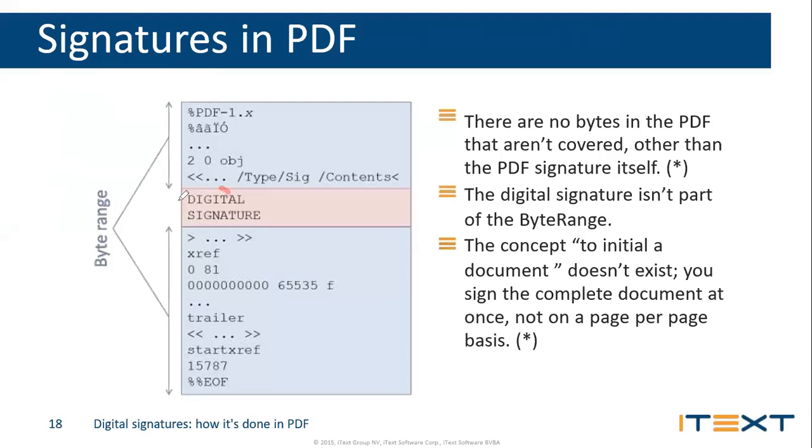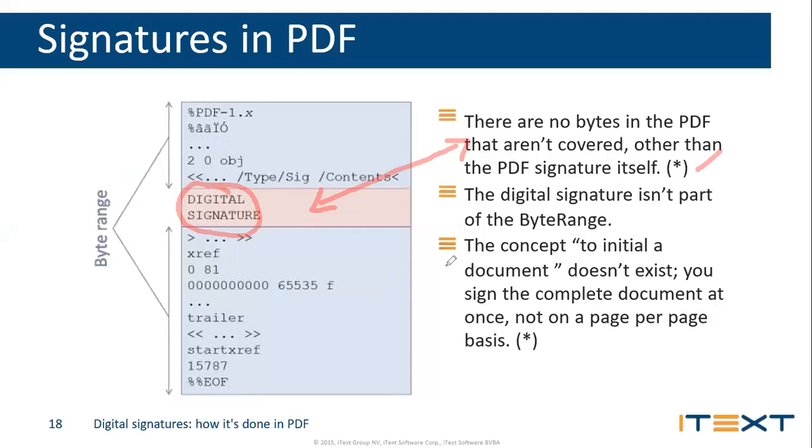Let me see. Here I have shown you the digital signature, correct? Now there are no bytes in the PDF that aren't covered other than the PDF signature itself. That is about the byte range. The digital signature isn't part of the byte range. That's why I have put the color different than your digital signature color.